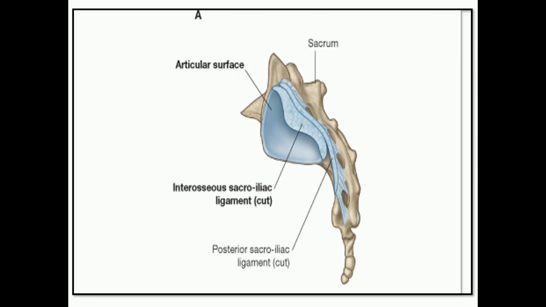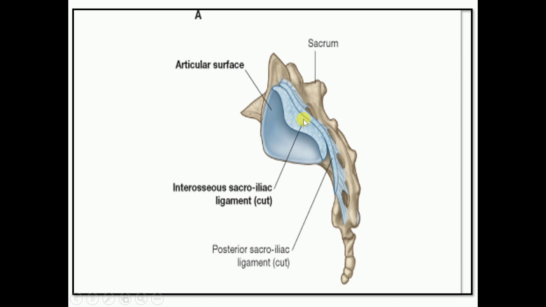First is the intraosseous sacroiliac ligament. It is the second strongest ligament in the body and connects the irregular bony tuberosity of the sacrum and ilium behind the auricular surface. This one is the auricular or articular surface. Behind it there is the attachment of the intraosseous sacroiliac ligament.